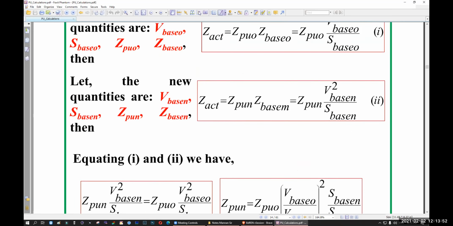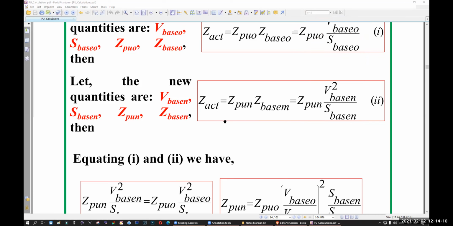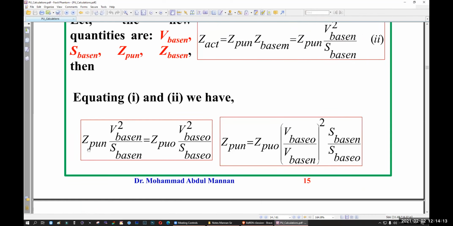So from these two, your actual is always same, right? Because it is actual. So this part and this part, can we write them same? Maybe the base is different. Maybe the per unit is different, but the actual is always same, right? So can we write them equal? Yes, obviously we can. So Z per unit new, V base new square divided by S base new, equal to Z per unit old, V base old square divided by S base old.